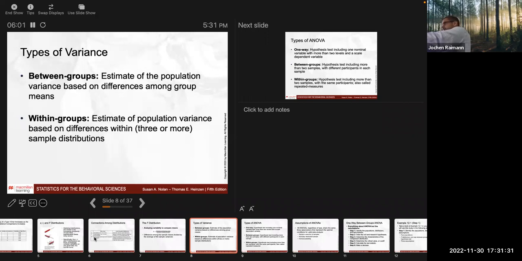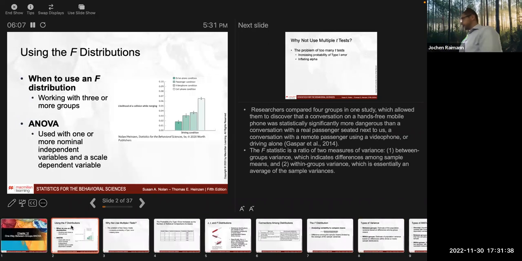So let's say you have the example we had before with the likelihood of a collision. That would be if you are testing individuals in different conditions. So it's like Miss Smith is driving, Mr. Doe is driving, and Mr. Miller is driving. You have them under 4 different conditions. That would be a within groups example.